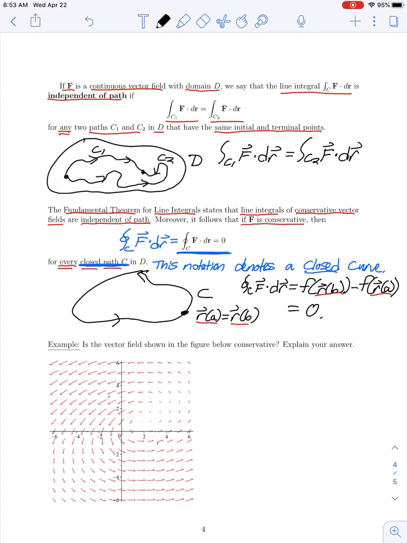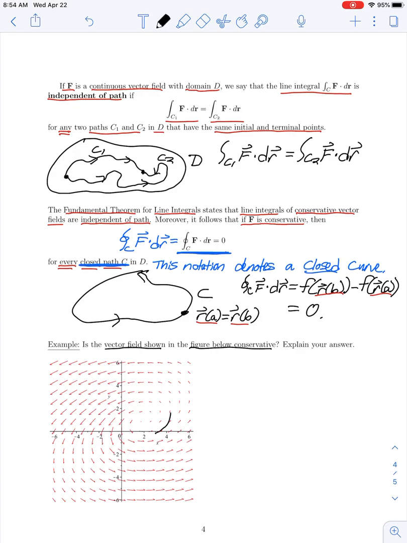So as an example of that, we are asked the following: is the vector field shown in this figure below conservative? And then explain our answer. So let's think about how we could justify this. We know that the line integral of a conservative vector field must be 0 over any closed path through that field. So let's consider a particular closed path.